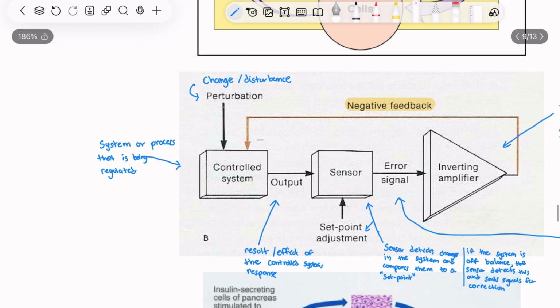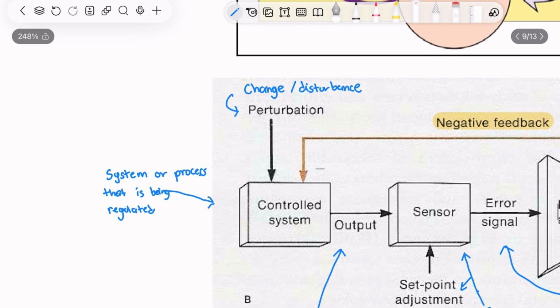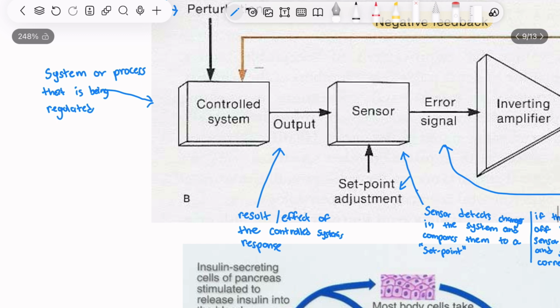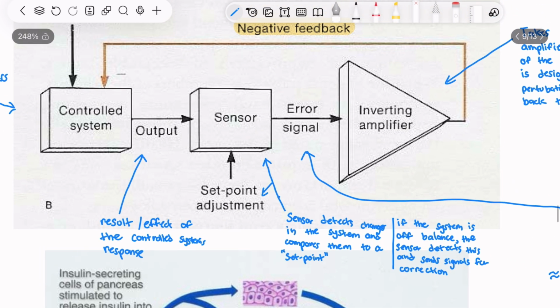So I know this is the picture from the previous slide, and so yeah, let's just get into it. So the perturbation. The perturbation is basically the change or the disturbance. It then goes to the control system. The control system is a system or process that is being regulated. So the control system sends an output. The output is the result or the effect of the control system's response. It then goes to the sensor.